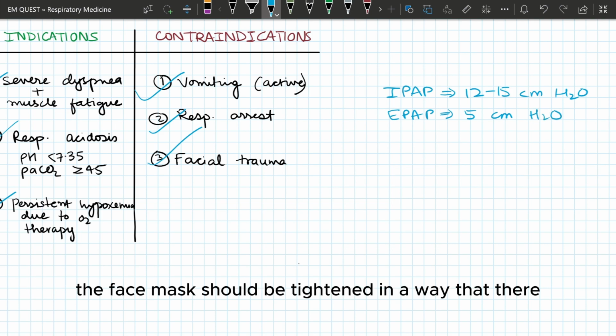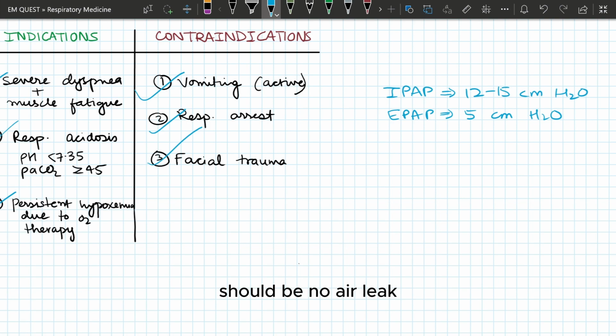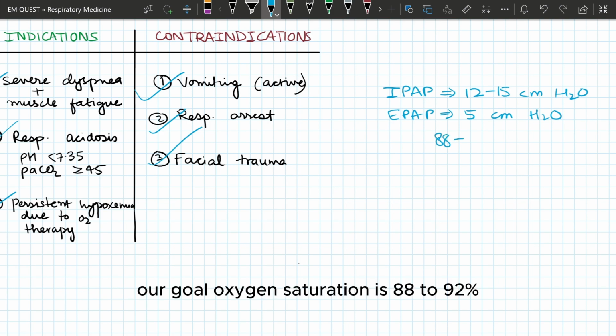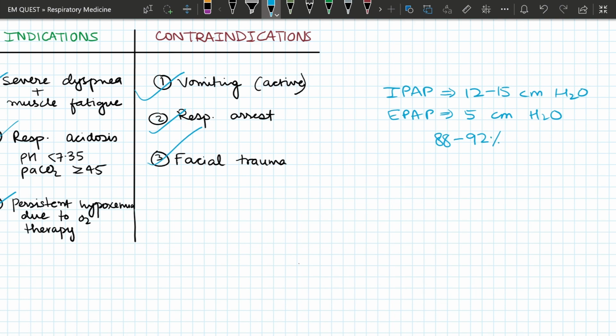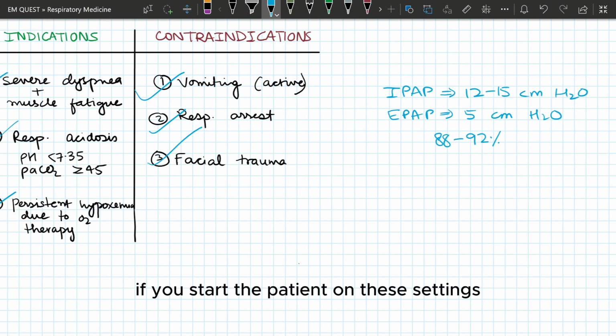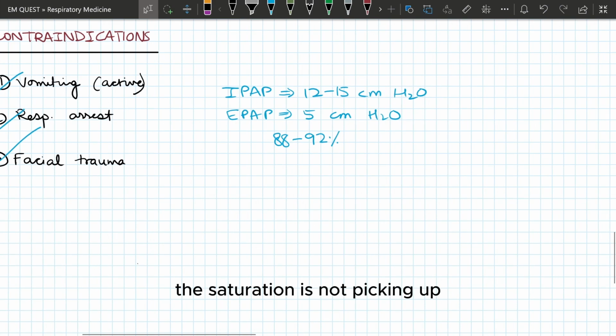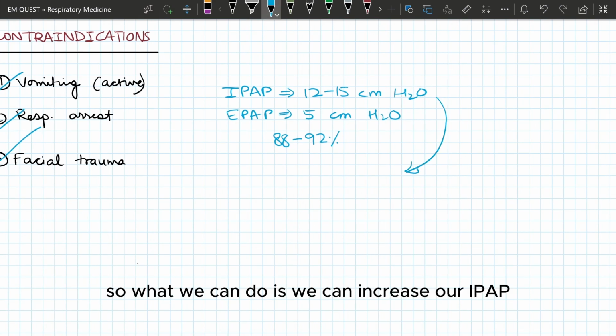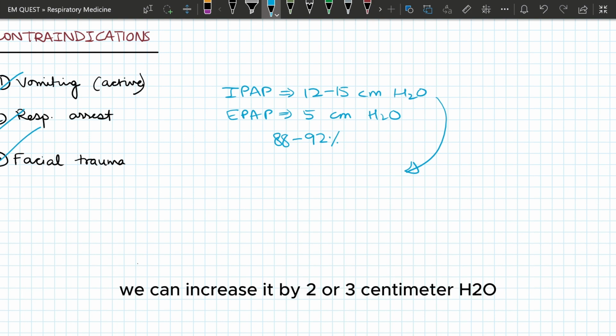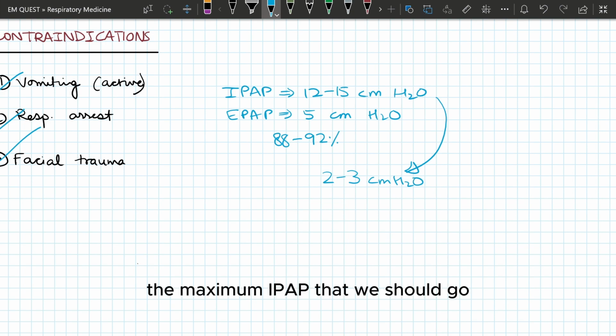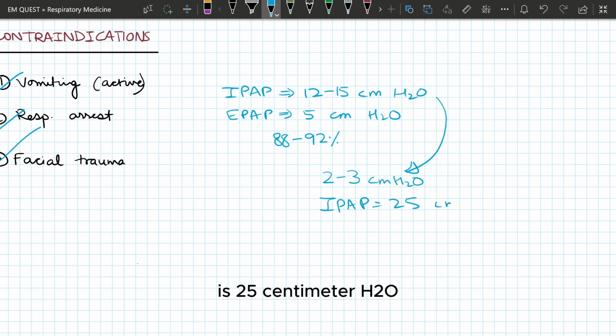The face mask should be tightened in a way that there should be no air leak, and remember, our goal oxygen saturation is 88 to 92%. If we start the patient on these settings and we note that the saturation is not picking up, what we can do is increase our IPAP. We can increase it by 2 or 3 centimeter H2O every 2 to 3 minutes, but the maximum IPAP we should go to is 25 centimeter H2O.